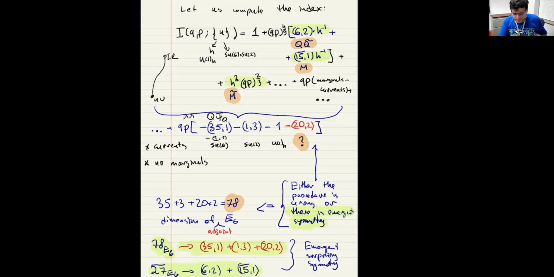So it's not just numerology. It's not just this 78. It's literally this decomposition of the character of the adjoint of E6 into the characters of representations of the maximal subgroup. Okay, thanks. I see. Thank you.